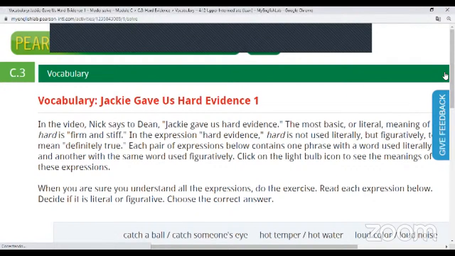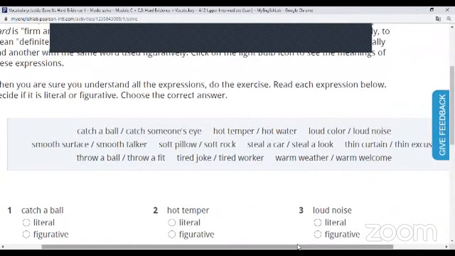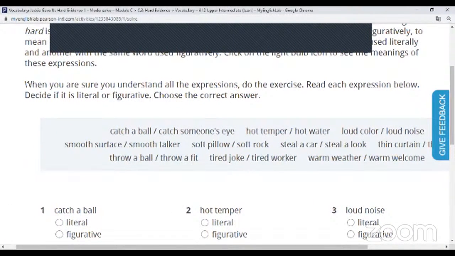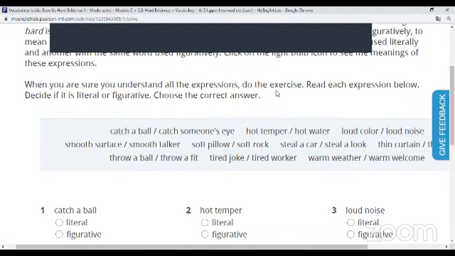Okay, thank you very much, Villarroel. So now that's the explanation of when something is being said literally or figuratively. In a figurative way is usually not a real meaning. So now, when you are sure you understand all the expressions, do the exercises. So we have to talk about them first. Read each expression below, decide if it is literal or figurative.